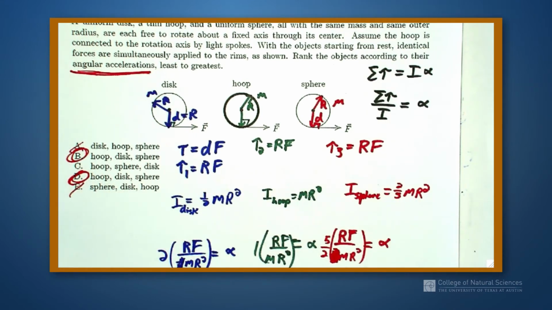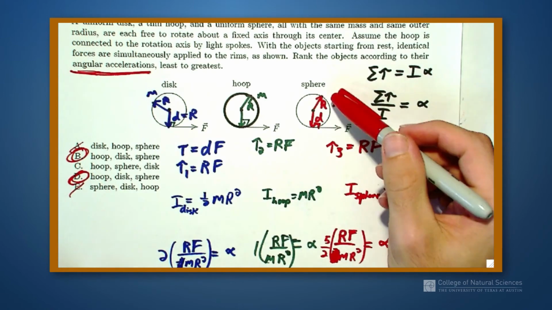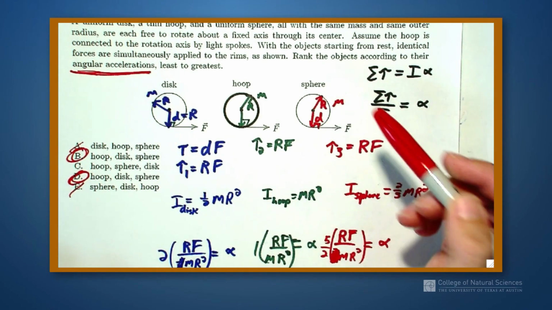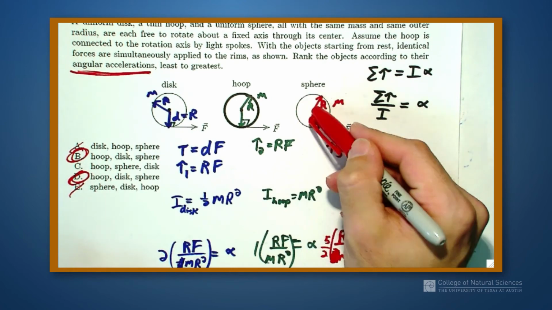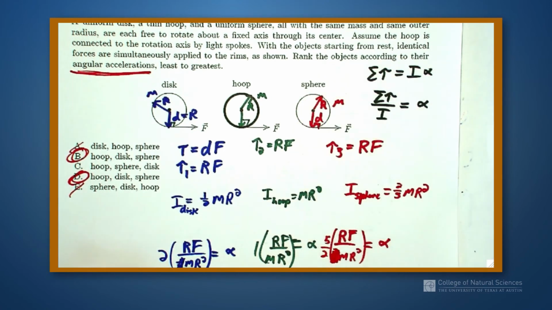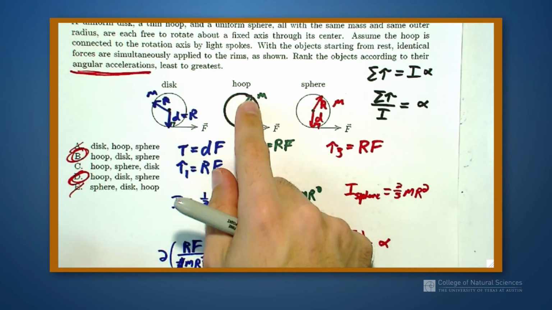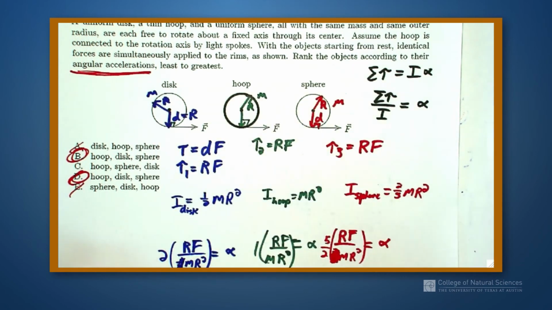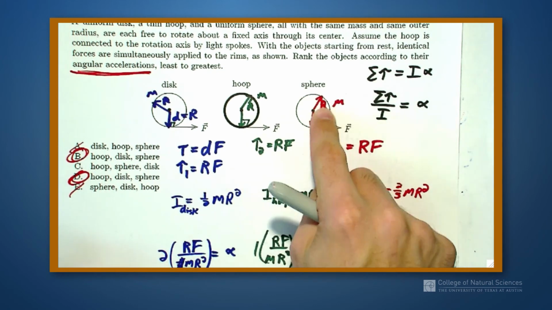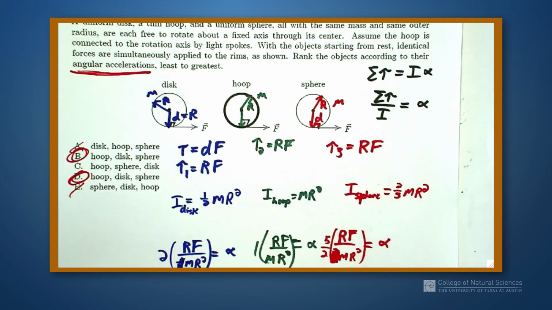And if we look back at this, we can say the sphere is the most compact. It's the one that has most of its mass concentrated as close to the axis of rotation as possible. The hoop has the largest moment of inertia, so the hoop is going to be the most resistant to rotating. The sphere is going to be the least resistant, so the sphere gets the biggest angular acceleration.